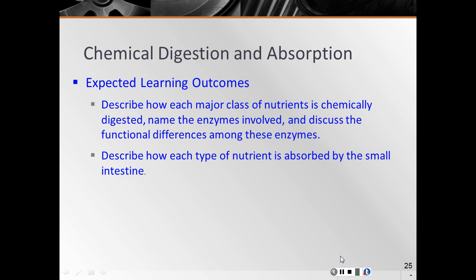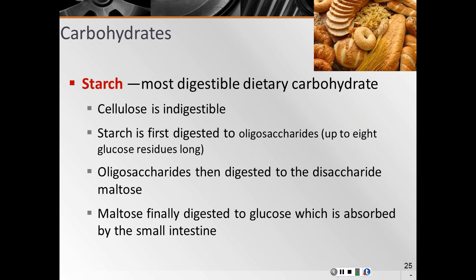Now let's get on to chemical digestion and absorption. We're going to be looking at the major classes of nutrients being digested, as well as the various enzymes that are involved. So let's move on. I kind of switched it up from your textbook. I wanted to stick with the whole process and then come back to what happens when you eat these particular foods. So let me deal with starch.